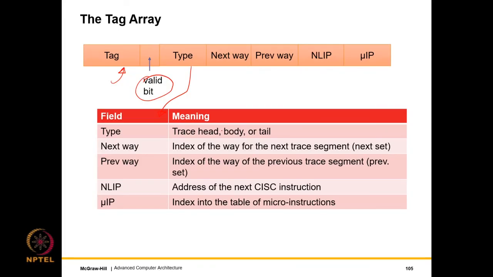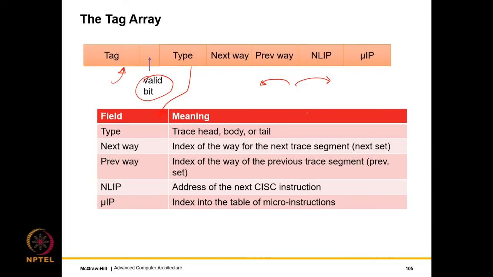The next is next way, which is the index of the way for the next trace segment. So we know that trace segments are stored in consecutive sets, and each set contains multiple ways. So we want to find out the index of the way in the next set or previous set. So it's a doubly linked list in the sense there is one pointer to the next and one pointer to the previous. So we have a pointer to the next way and the previous way.